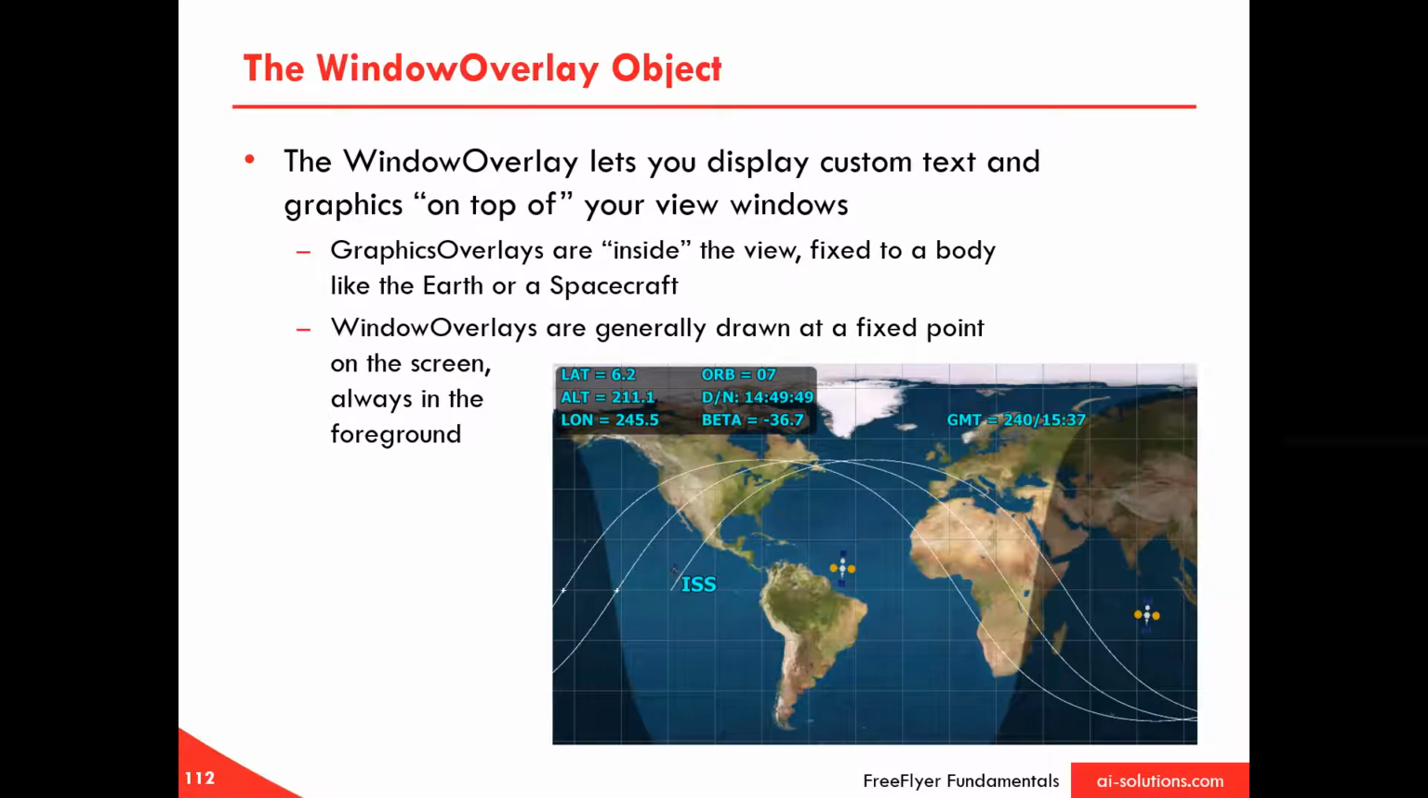While the graphics overlay object lets you display objects that are in the same space as the Earth and the spacecraft object, the window overlay object lets you display text and graphics that are drawn at a fixed point on your screen, always in the foreground of anything else that's in the view. This example shows a window overlay drawn in the top left corner of the screen to display a spacecraft's latitude, longitude, altitude, and some other information.